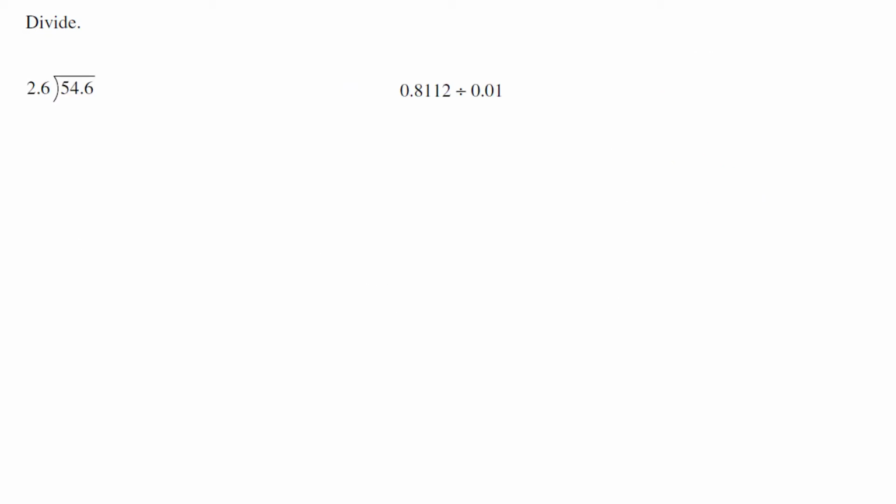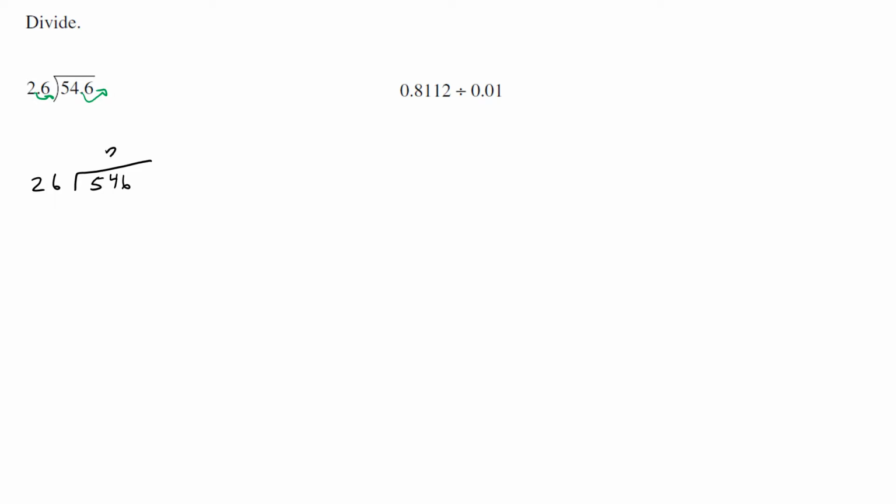Alright, so again, we have one with a decimal, so 2.6 divided into 54.6. I'm going to use that same trick. Move my decimal place 1, so this is going to become 26. But if I do that to the divisor, I also need to do that to the dividend. So our new division here is actually 26 divided into 546. So let's see how many times 26 goes into 5. It won't, but 26 will go into 54 2 times.